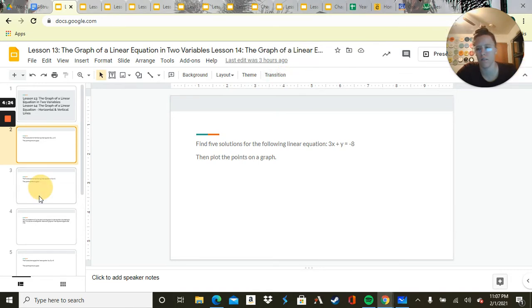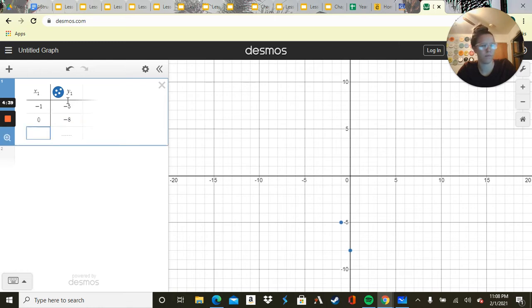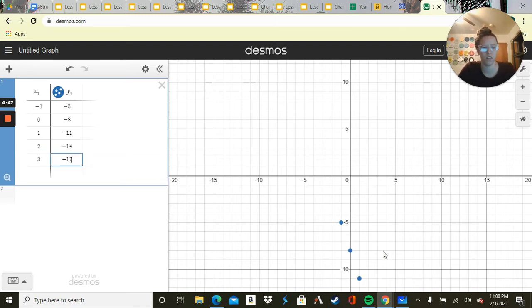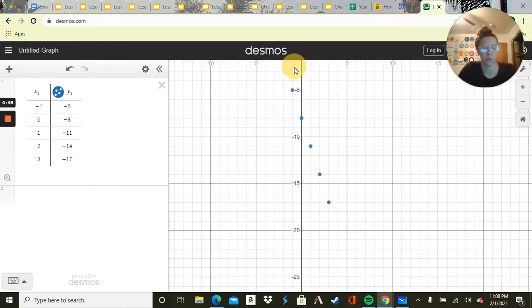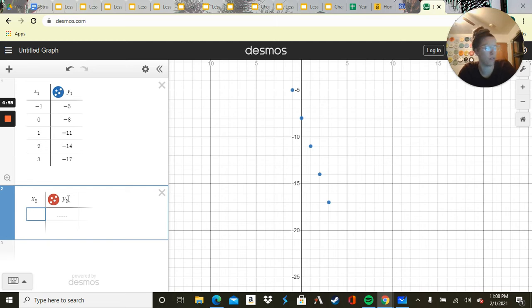We're going to go to our graph. And we are going to graph the following. So the first equation, we had negative 1, negative 5, 0, negative 8, 1, negative 11, 2, negative 14, and 3, negative 17. So they look to appear in a line. There we go. Now we're going to graph our next one. We're just going to graph them over each other so you can see.